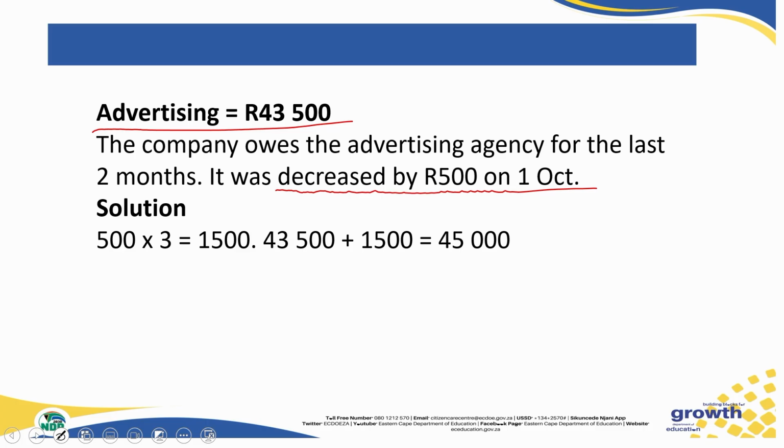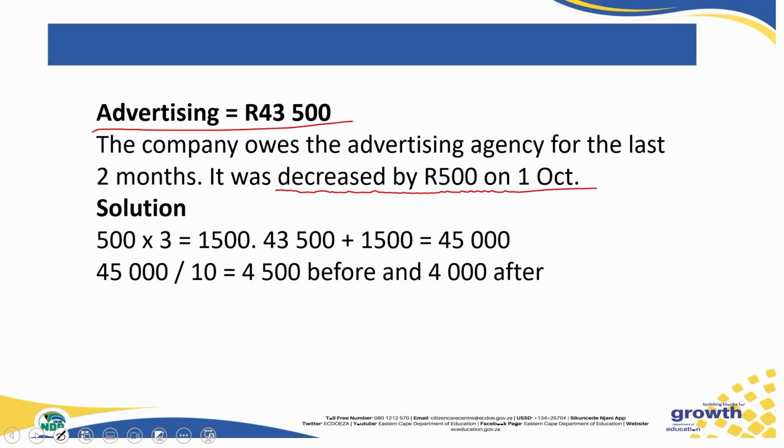We take the 500 Rand and we multiply it by 3. This is for October, November, and December, because we have not paid for January and February. Multiply it by 3 to get 1,500. We add that on. Because it's a decrease, we add it on. If it was an increase, we would have subtracted the amount. We add it on to 43,500 and we get 45,000 in total.